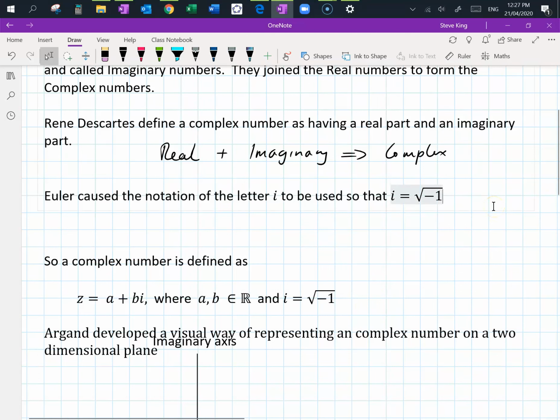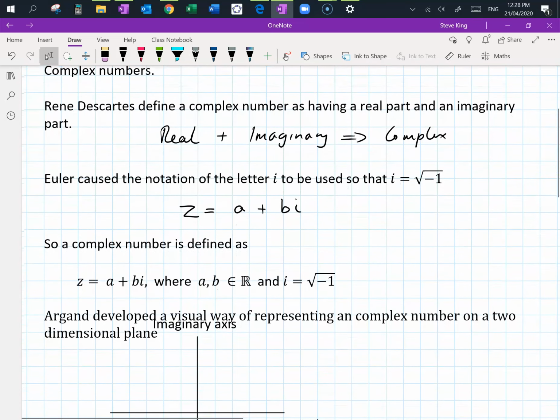And he took this a bit further, and he said, right, if we're going to work with an imaginary number, or complex number rather, we're going to look at it like this. We're going to say Z, which is our complex number, and that's the letter that we tend to use. It's going to be made up of a real part plus an imaginary part. And that imaginary part is going to be a product of some real number multiplied by the square root of -1. And he said, right, because we're using this square root of -1 a lot, we're going to represent that by the letter i. And so we have this definition of how a complex number is defined.